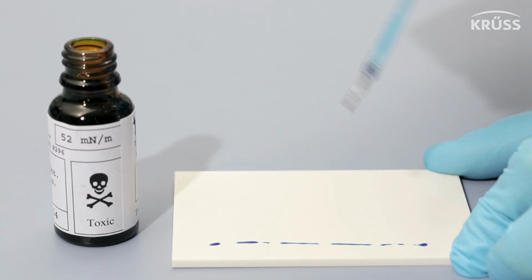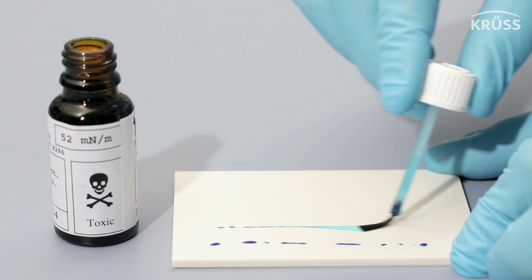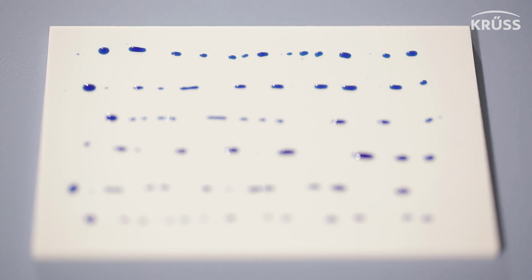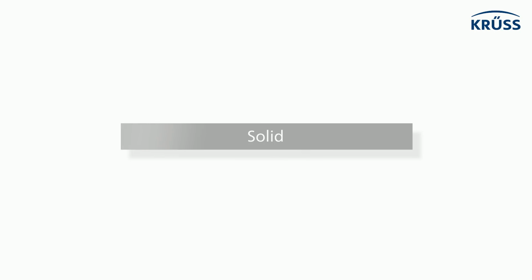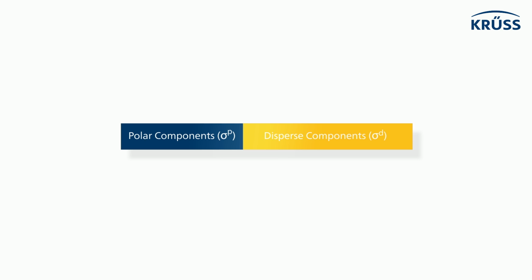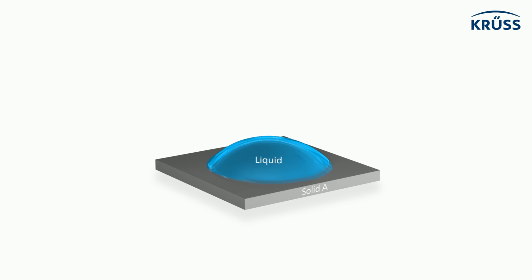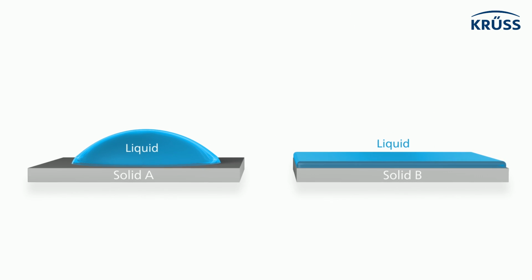However, applying test inks is highly dependent on the user, as is the interpretation of the result. Yet the main problem is test inks only tell half the truth about the surface-free energy. Surface-free energy is made up of two different parts, named polar and disperse components. These have a strong influence on the wetting capabilities of a liquid on a solid.